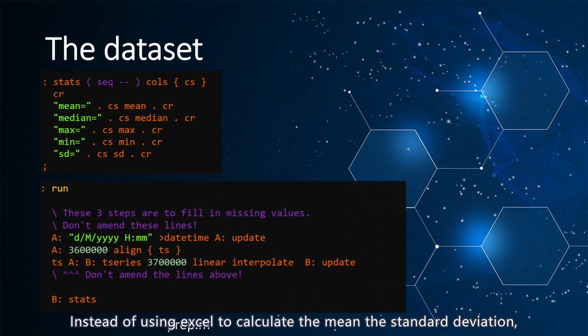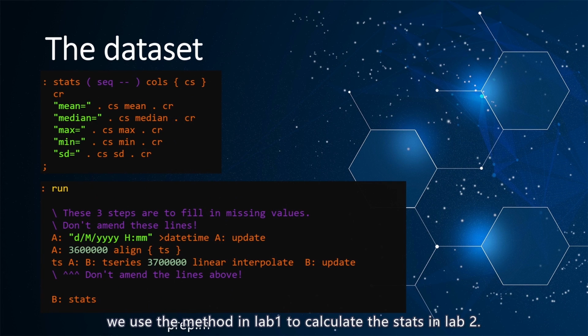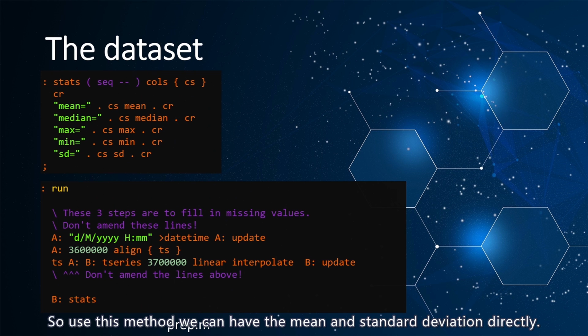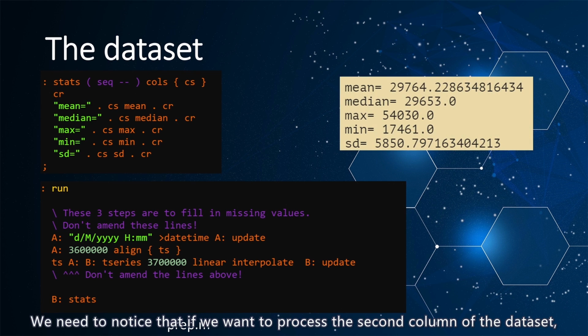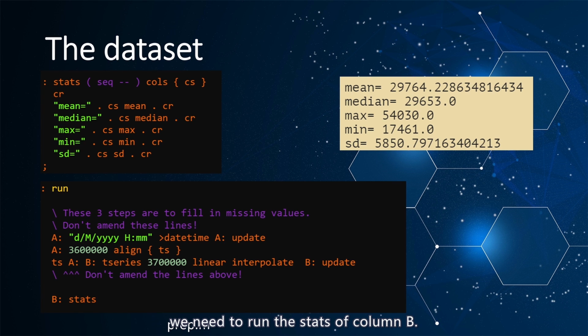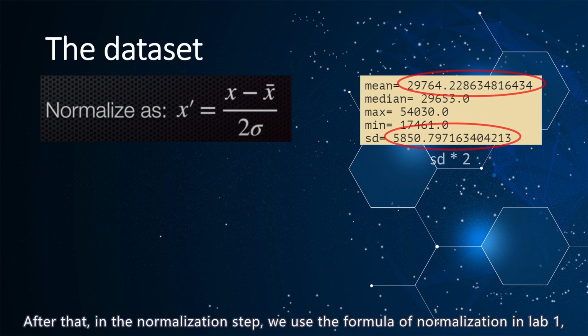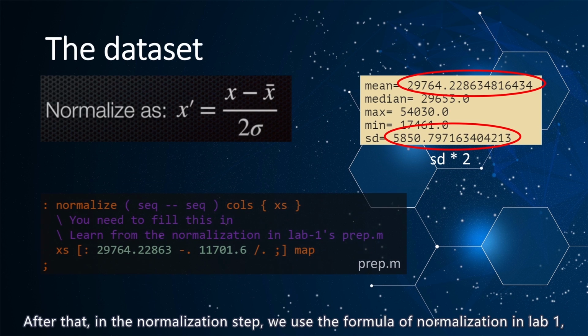Instead of using Excel to calculate the mean and the standard deviation, we use a method in Lab 1 to calculate the stats in Lab 2. Using this method, we can get the mean and the standard deviation directly. We need to notice that if we want to process the second column of the dataset, we need to run the stats of column B. After that, in the normalization step, we use the formula of normalization in Lab 1.